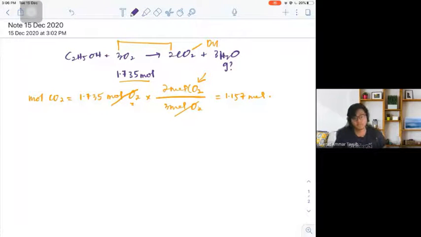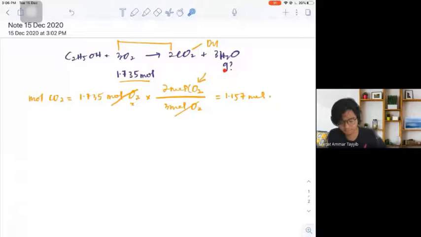What is the mass of the H2O that will be formed? The same step: identify what is your desired unit and what is your starting unit. From 1.735 mole of oxygen, what is the mass of H2O formed? So when it involves a mass question, then we start to use the molar mass of the compound, because the only way to relate from mole to mass is by using the molar mass.